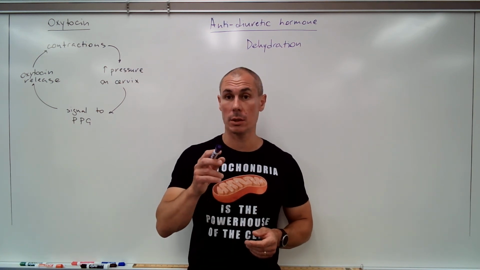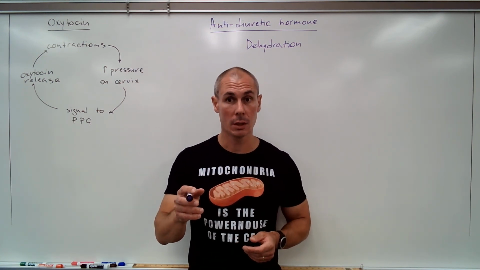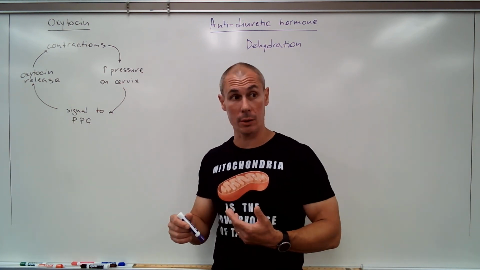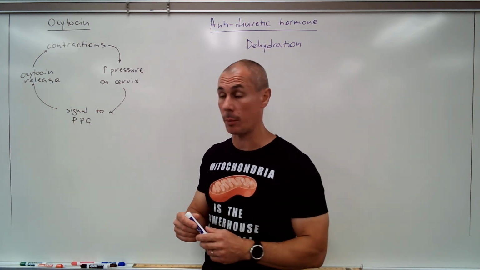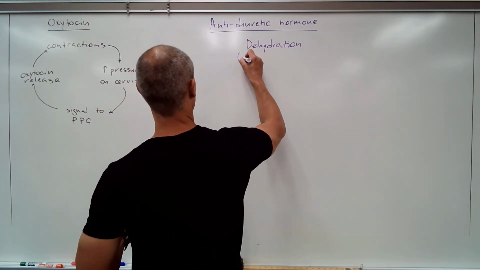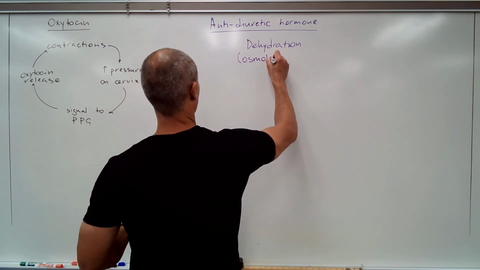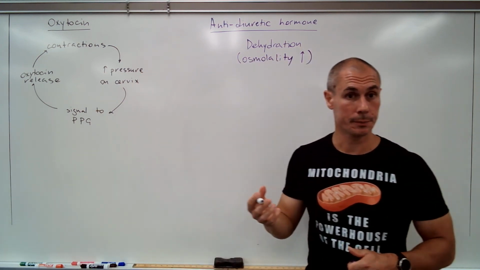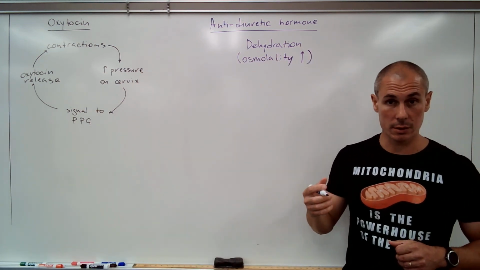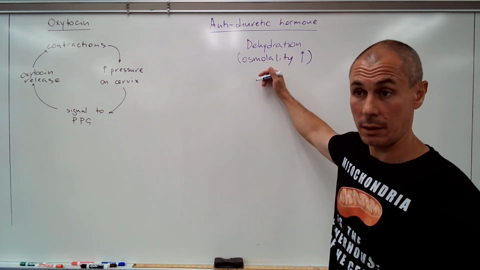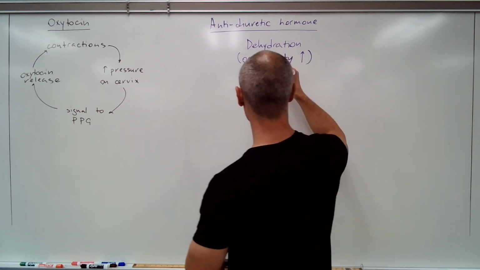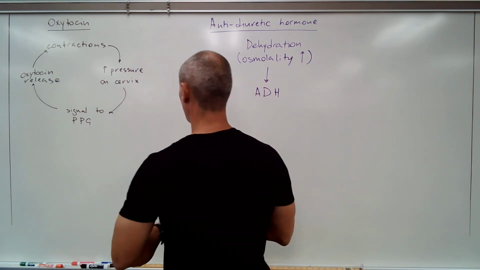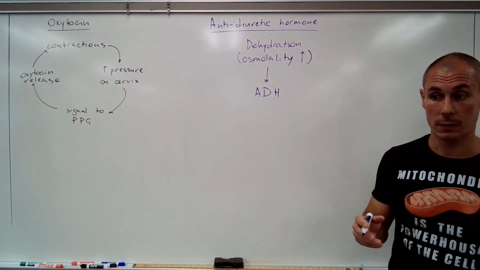Increases, because you're losing water. Does that make sense? So we say that osmolality of your blood or extracellular fluid goes up. Okay? Clear? This increased osmolality triggers the release of anti-diuretic hormone from the posterior pituitary. We good so far?